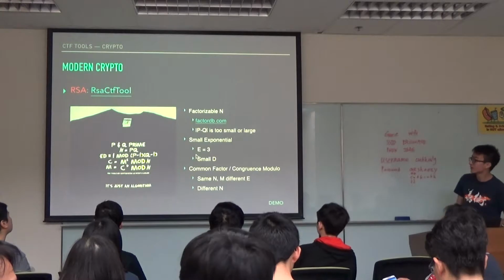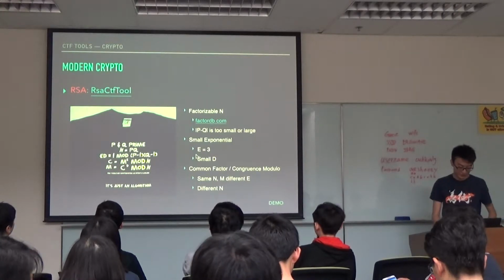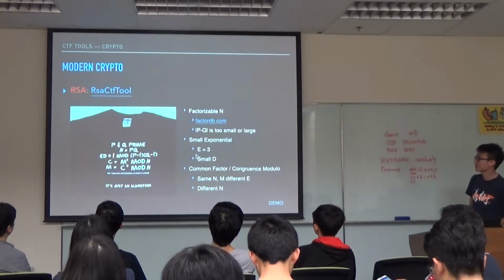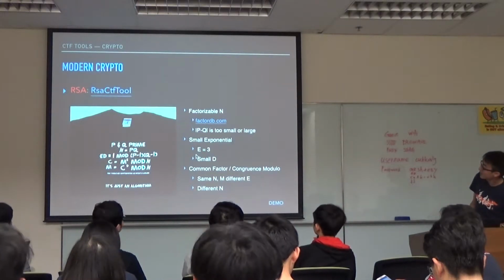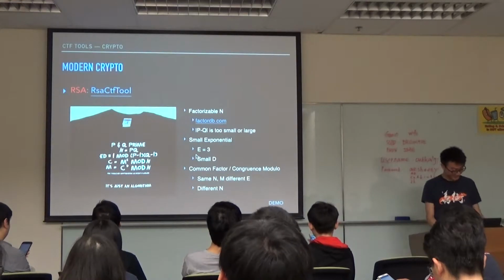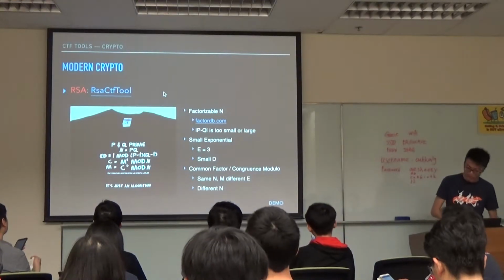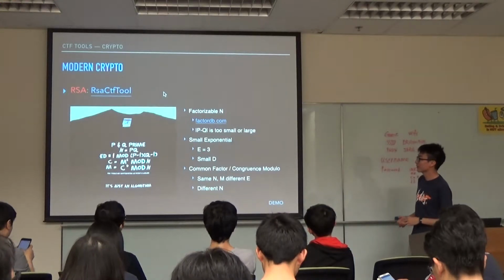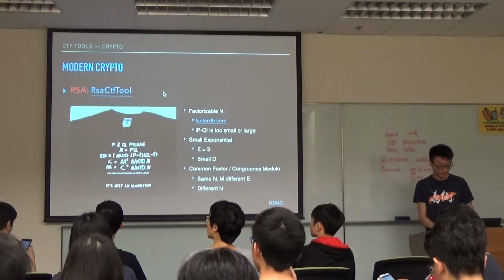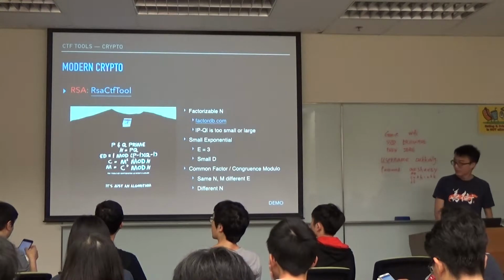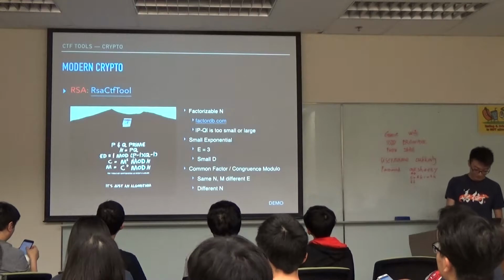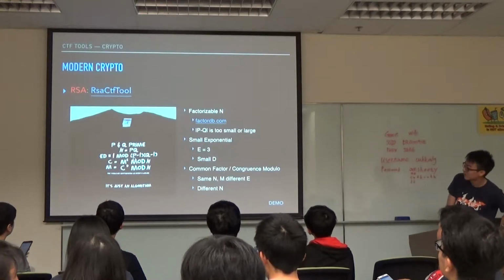So next one, finally we'll come to the modern part. The most familiar modern crypto that appears in CTF and also in the textbook is RSA. So this is the algorithm for RSA on the t-shirt. It's actually very simple and beautiful.